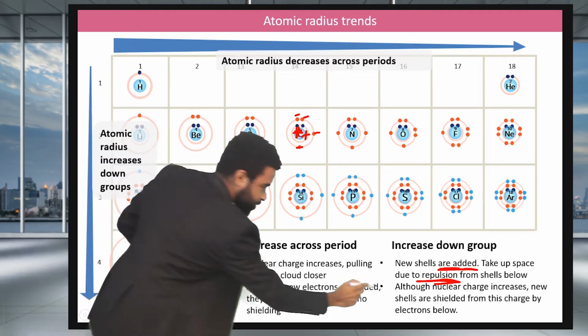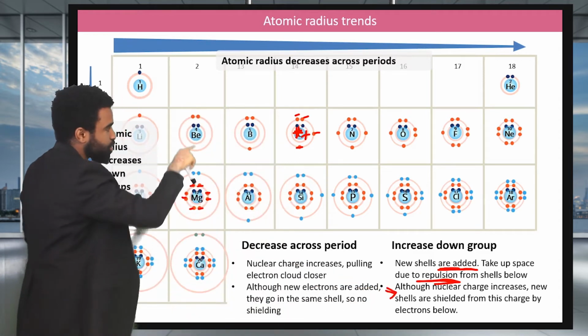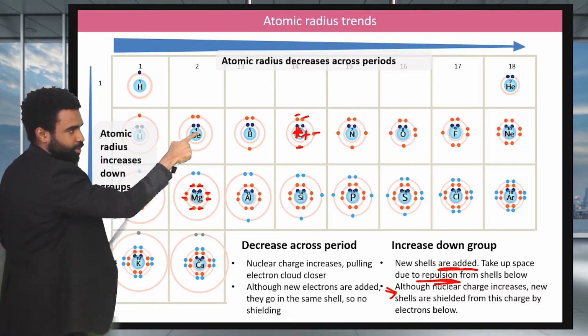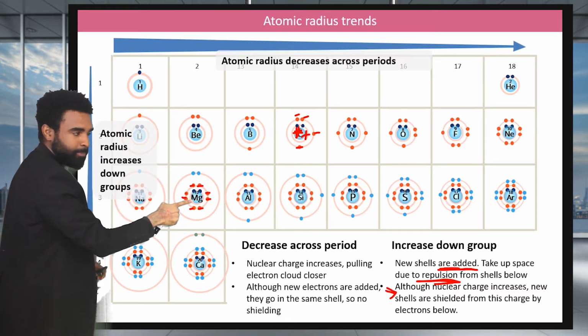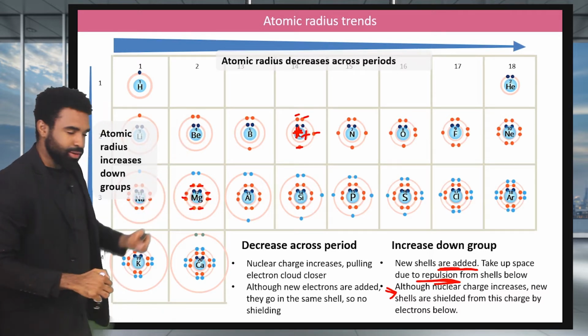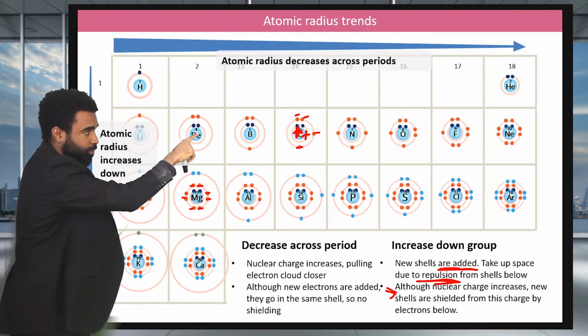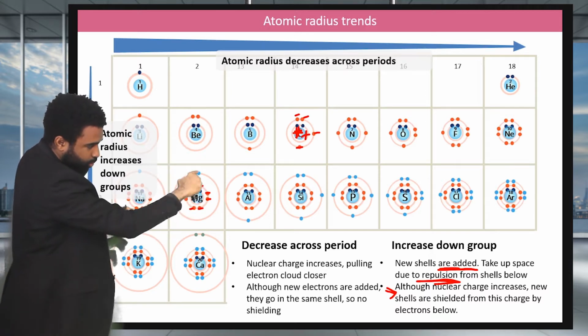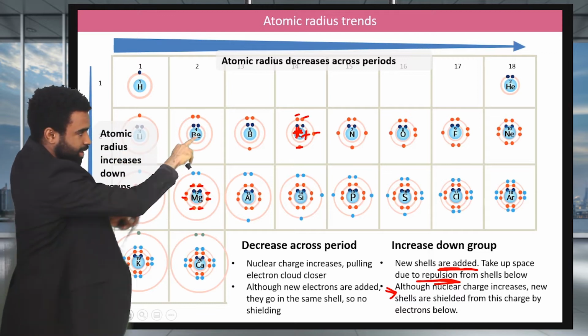And the other thing to mention there is that although the nuclear charge is increasing, so if we go from beryllium to magnesium, for example, we have a nuclear charge of 4 here and of 12 there, there's shielding of the outer electrons from that nuclear charge. So here we have four protons. You would expect that with 12 protons, we pull these electrons in closer than with 4 protons.